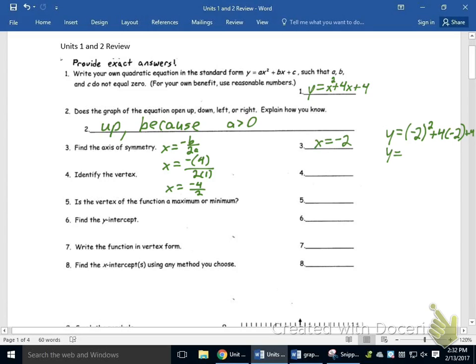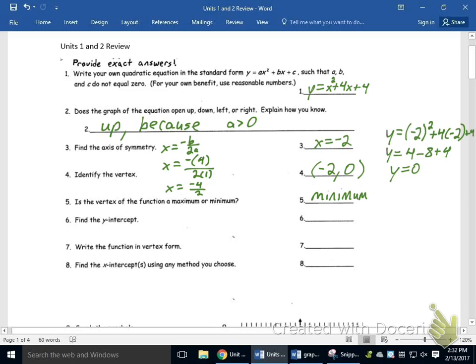Now, the reason why I picked this function is because it's a perfect square trinomial. So what's going to happen here is the y value on my vertex is going to be 0. So negative 2, 0 is my vertex. Is the vertex a maximum or minimum? That's kind of going back to number 2. Because it opens up, this is a minimum. If it opens down, it's a maximum.